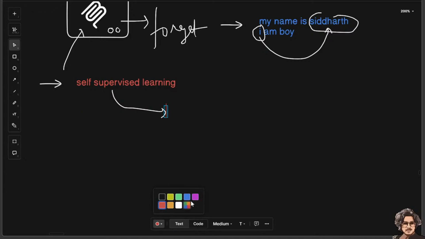We're going to learn from unlabeled data. For example: India is the capital of what? With the word masked, the model can predict Delhi, but no human labeling is required. This is important because it is how you train GPT, BERT, and Gemini. That is where self-supervised learning is used.